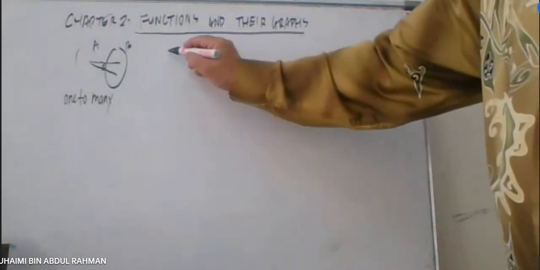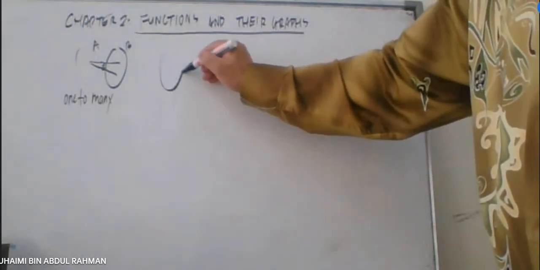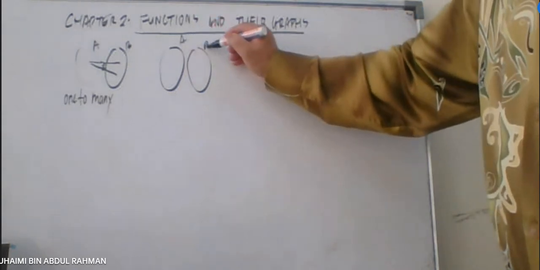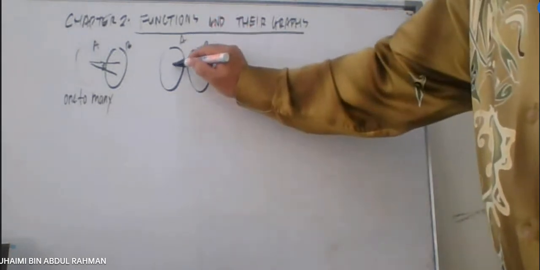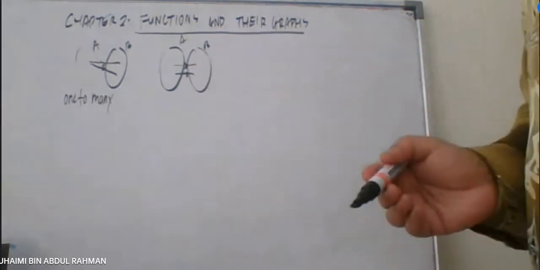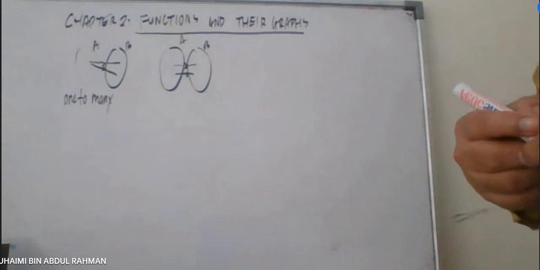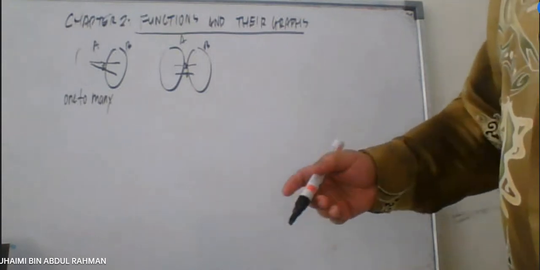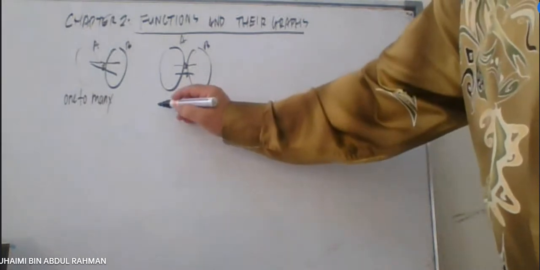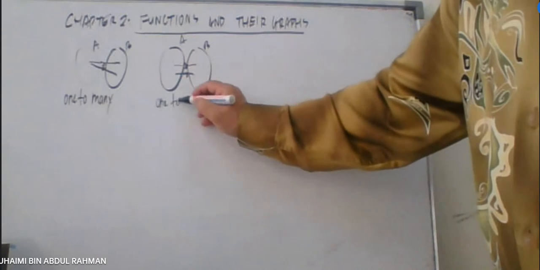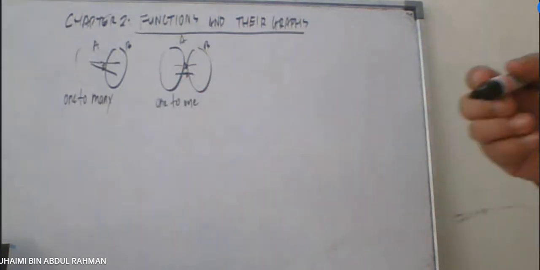They have relations from set A to set B for the case of one element in set A goes to only one element in set B. This is what we call the case of relations of one-to-one.